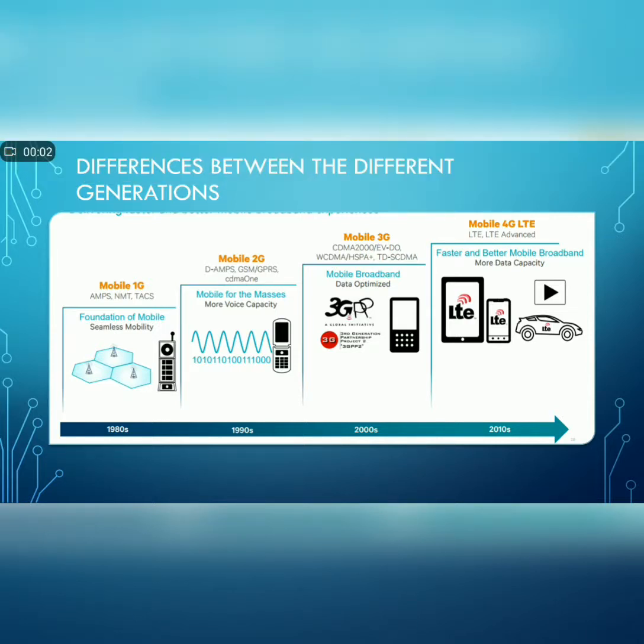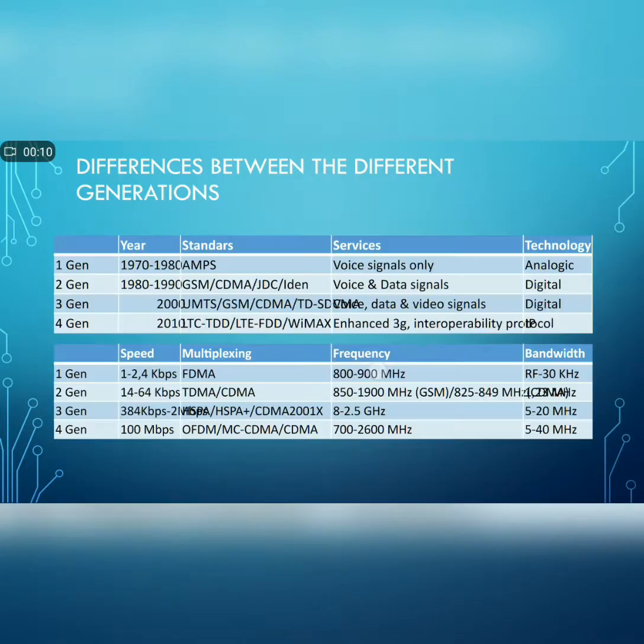Here we can see a quick review over all four generations and their characteristics. In this one we can see a quick comparison between some dates, standards, services, technology, speed, multiplexing, frequency, and bandwidth.